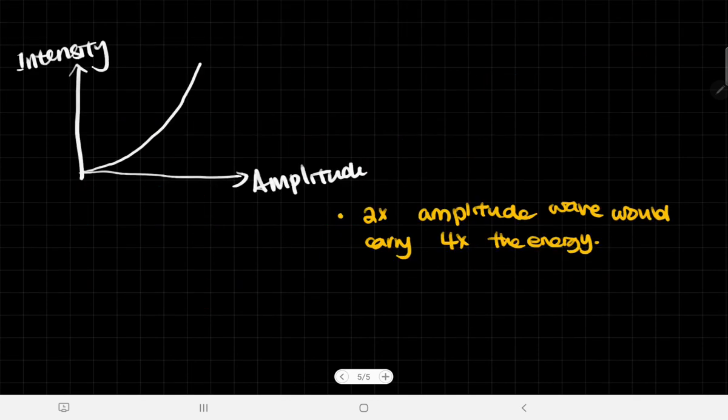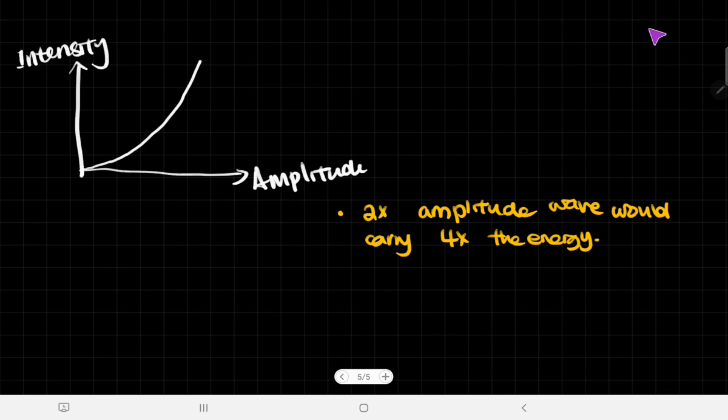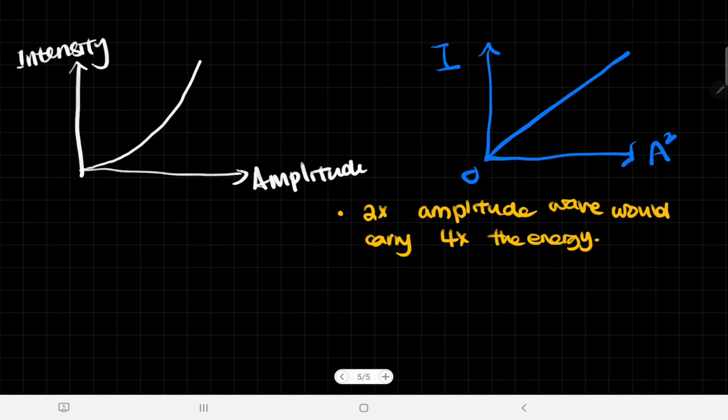So lastly, if I were to put this on a graph of intensity against amplitude, it would curve up like this, because intensity is proportional to amplitude squared. If I is intensity and A represents amplitude, and I put amplitude squared here instead, then the graph would be a straight line from the origin. So yeah.